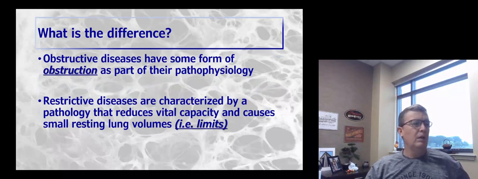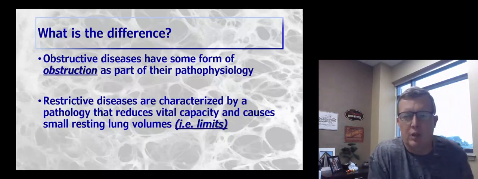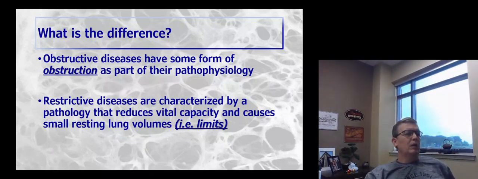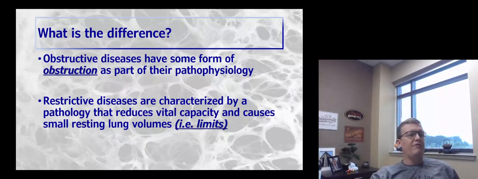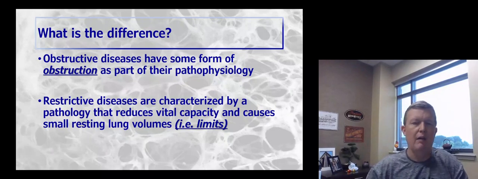So first of all, obstructive disease. This may sound oversimplistic, but it'll require more clarification as we move through the conditions. Obstructive diseases have some form of obstruction as part of their pathophysiology. This could be anything from an airway obstruction, like an object, like a grape or something like that, or it can be some pathophysiologic change to the tissues that cause an obstruction in flow either into or out of the alveoli.